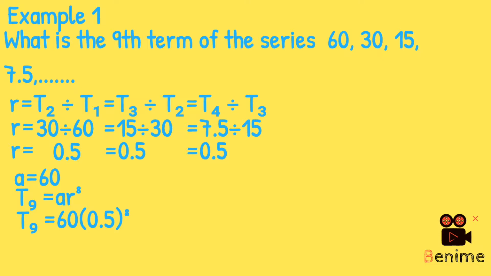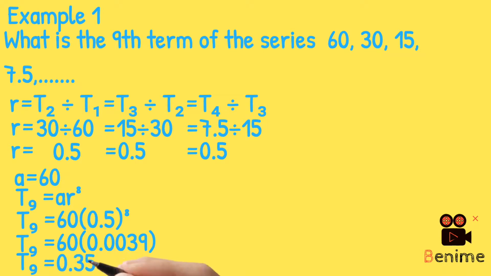So now you find 0.5 raised to the power of 8 separately, which will give you 0.0039 approximately. So T9 is equal to 60 open bracket 0.0039 close bracket. That's what you have now. Now this 60 open bracket 0.0039 means that you should multiply 60 by 0.0039, which will give you 0.351. So T9 is equal to 0.351, and that's your ninth term of the series. It's that easy.